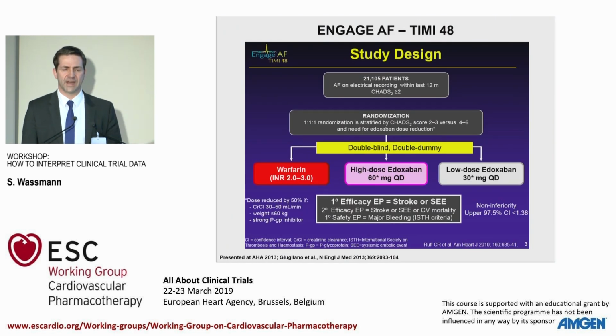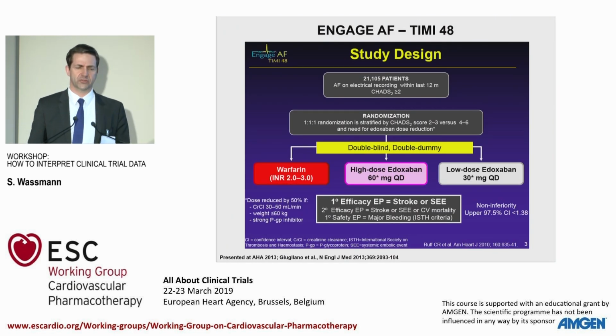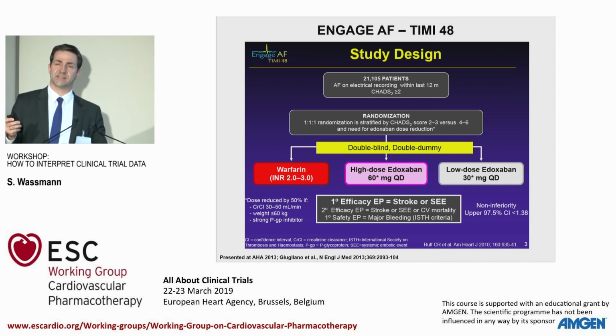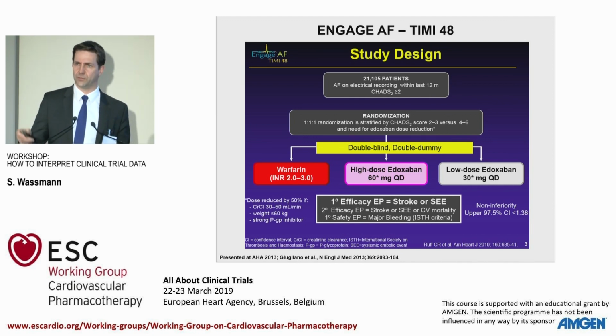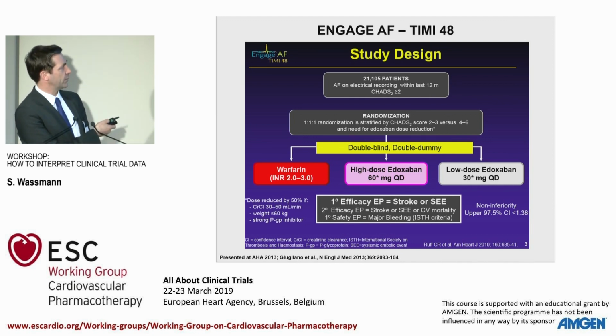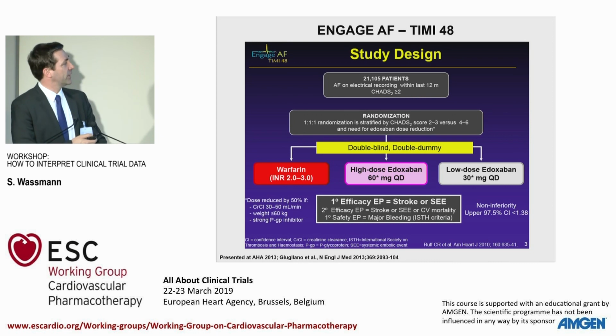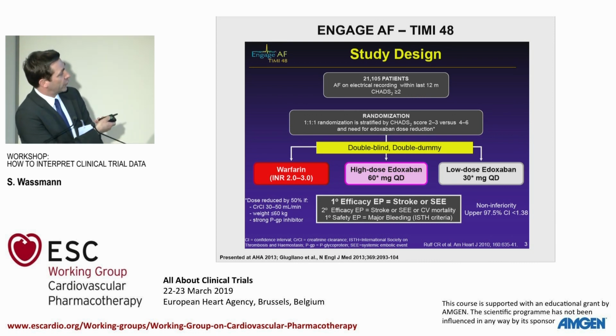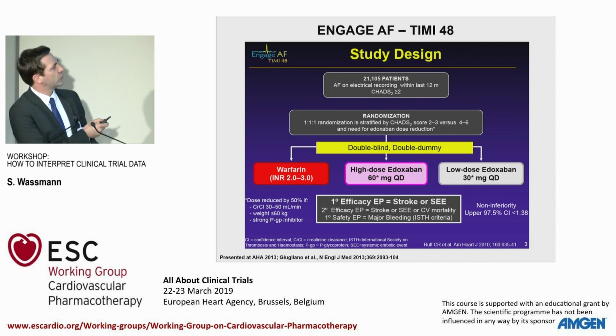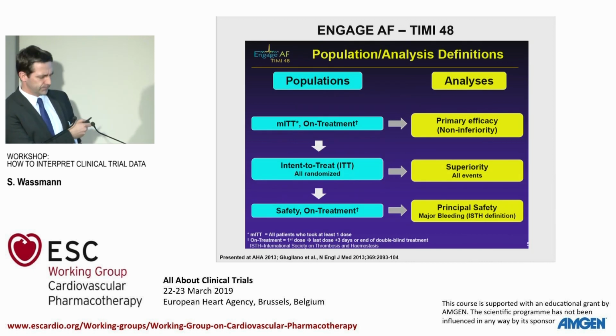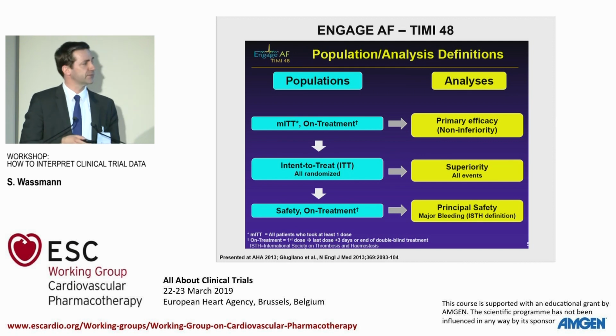Okay, so the last here is the ENGAGE trial. This is testing edoxaban. And in this trial, by the way, there were 3 arms: warfarin, high-dose edoxaban, low-dose edoxaban. So they had like a 1-1-1 randomization. But I'm showing this, and they had dose reduction criteria, which are here. And the reason why I'm showing this trial is the following.